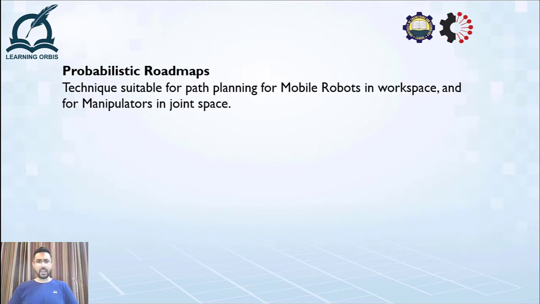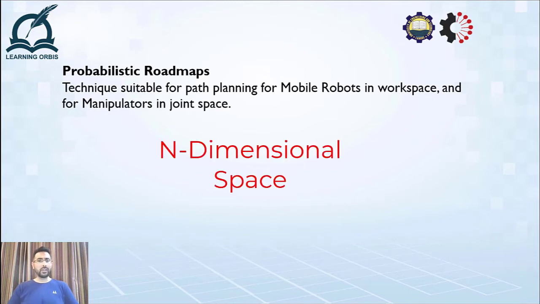As I have said in the preamble, this technique can be used for path planning for mobile robots, but may also be used for manipulators. But you must work in the joint space of manipulators to use this technique. The reason being, in joint space, a manipulator is nothing but a point in an n-dimensional space, where n is the number of degrees of freedom.